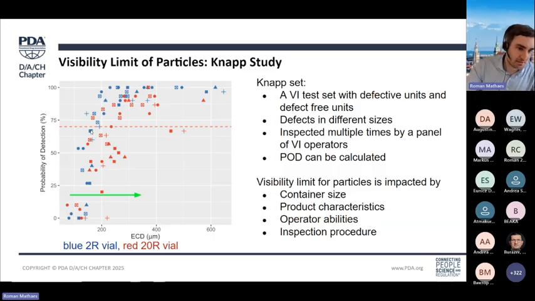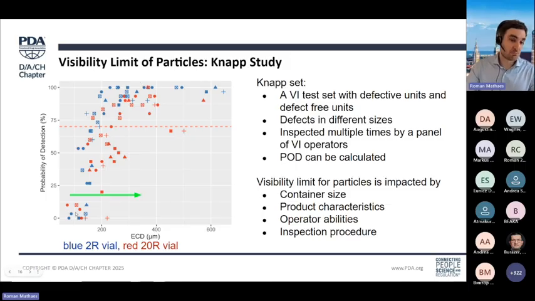And then in something like 70% of the cases, this defect was basically identified. And then you can define a threshold. For example, a common one is 70%, and everything above is considered a visual defect or a visible particle.